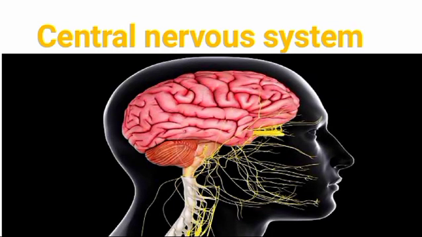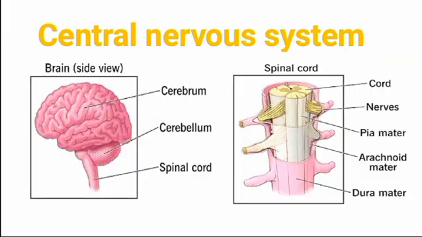Hello students. Today's lecture is about the central nervous system. Basically, the central nervous system is a complex network of tissue responsible for processing and coordinating information received from the body's internal and external environments. The central nervous system basically consists of two main parts, the brain and spinal cord, both of which play crucial roles in regulating various bodily functions and behaviors.